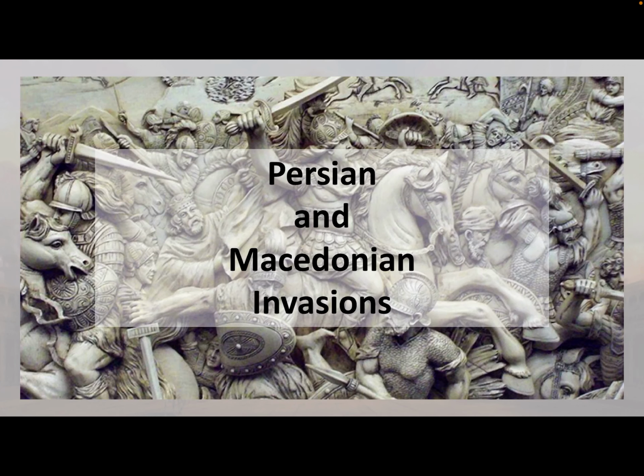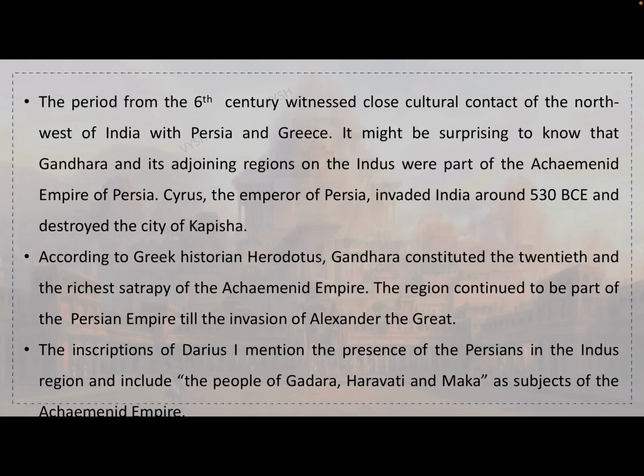At that point of time there was a Persian and Macedonian invasion, so we will look into it. Because of these invasions, there was a mix of cultural combinations. The period from the 6th century witnessed close cultural contact of the northwest of India with Persia and Greece.